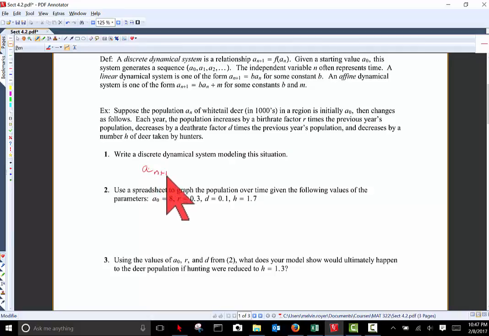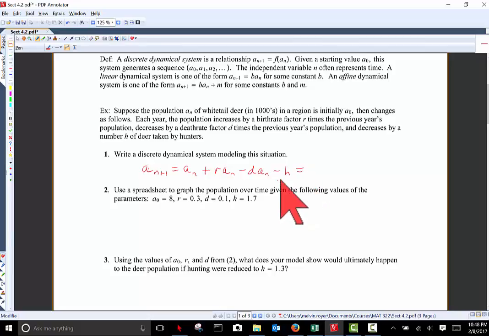So a sub n plus 1 equals the number of deer next year is, well, first of all, it's a sub n, the number of deer in the previous year. And then we will add the number of newborns. So that's of the form r a sub n. So r is a birth rate factor, and then times the population gives the number of deer being born each year. Then some die, so minus d times a sub n. And then finally, some deer are killed by hunting, so minus h.